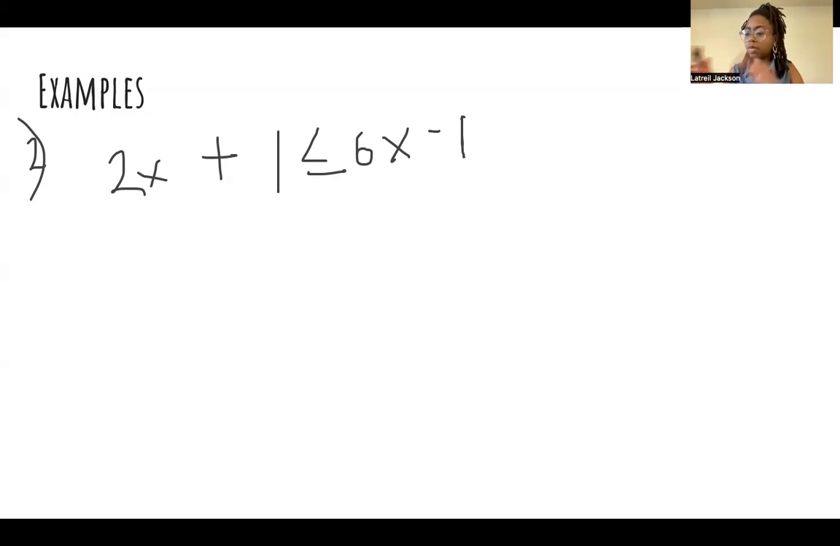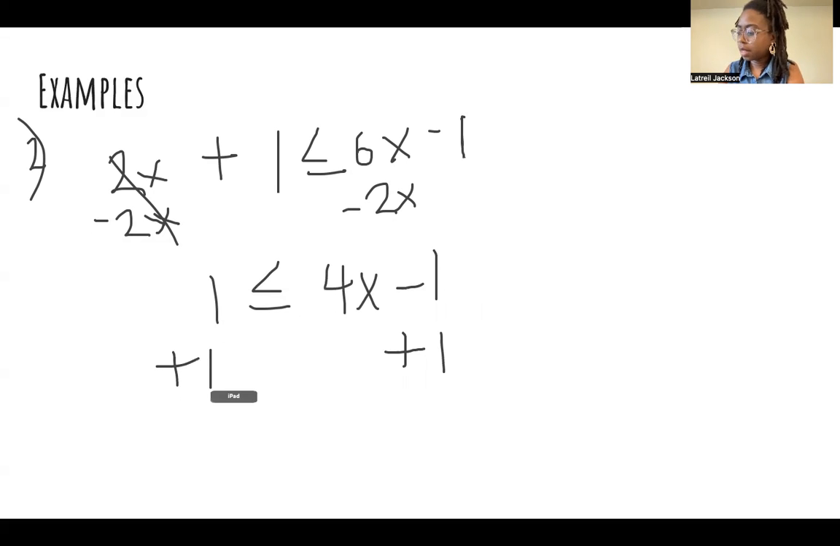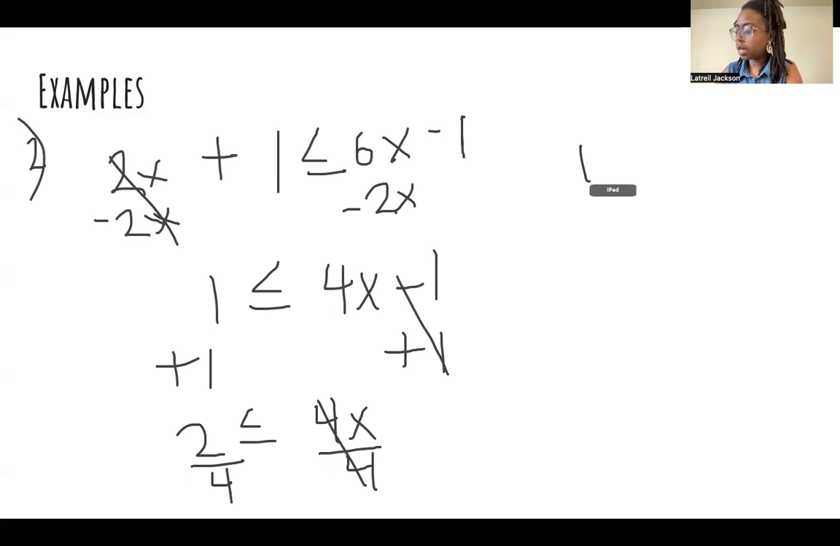So let's get the variables on one side, and I like to keep my terms positive. So I'm going to subtract 2x on both sides. And we'll do that one first. We have the 1 on that side, 6x minus 2x is 4x minus 1. And then I'm going to add 1 on the other side. We cancel out this negative. Then we have 4x, 1 plus 1 is 2, less than or equal to 4x. And now we can divide by 4. And we're left with 2/4 or 1/2 is less than or equal to x.